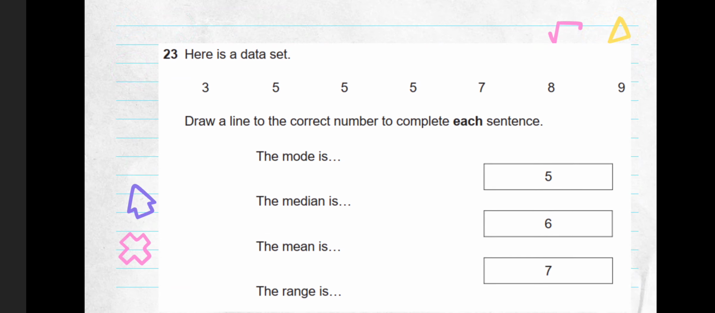Here we need to draw a line to the correct answer. We have the numbers. The most repeated number is 5, so the mode will be 5.